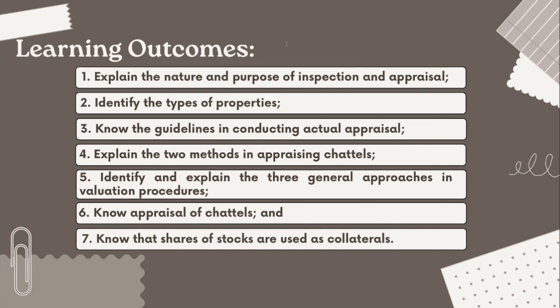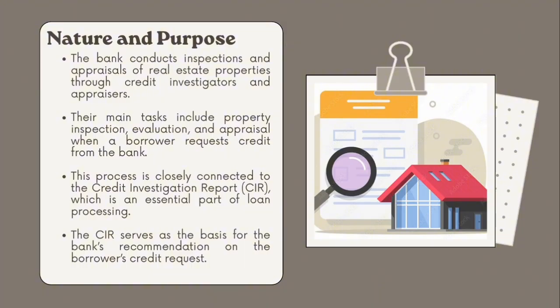So now, let's proceed to the nature and purpose of inspection and appraisal. 1. The bank conducts inspections and appraisal for real estate properties through credit investigators and appraisers. So banks have credit investigators and appraisers to check and value real estate properties. 2. The main tasks include property inspection, evaluation, and appraisal when a borrower requests credit from the bank. If someone asks the bank for a loan, these experts inspect the property to assess its condition and worth.